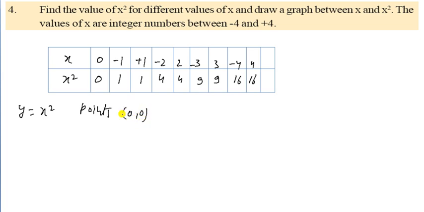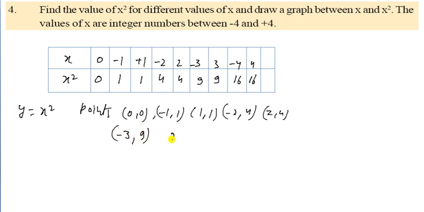The points are 0, 0, and here is minus 1, 1, and here is 1, 1, and minus 2, 4, and here is 2, 4, and here is minus 3, 9, and here is 3, 9, and minus 4, 16, and last is 4, 16. Now this one we plot on the graph paper. How can we plot the graph? So you can see here.